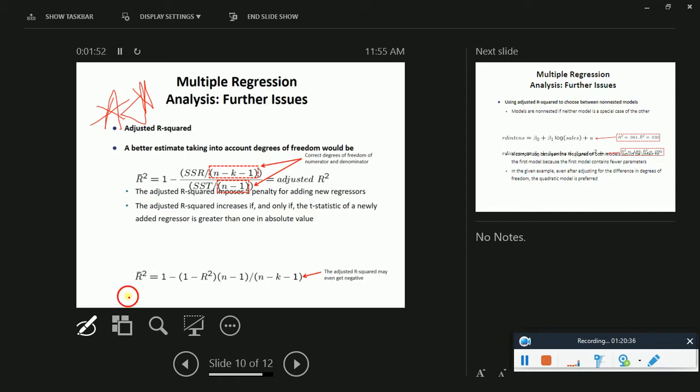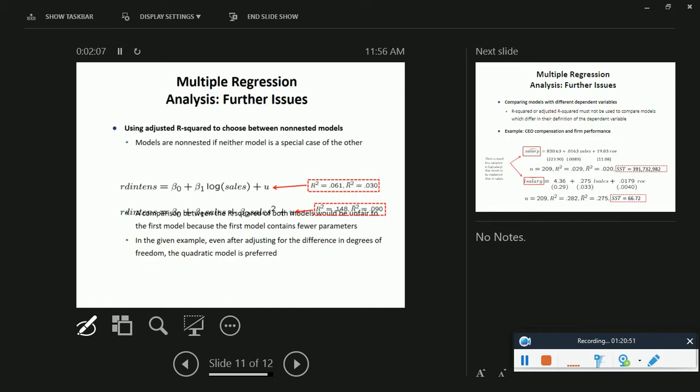So this is the formula for the adjusted R square. You guys can write it in your formula sheet. Okay, last two slides.